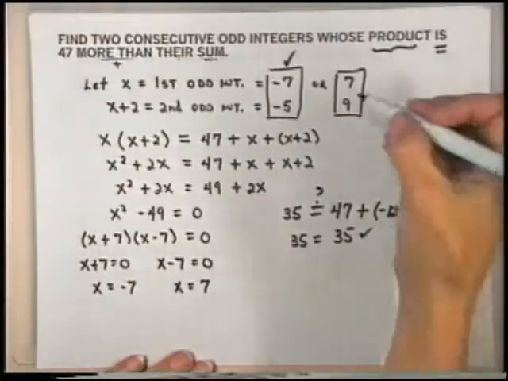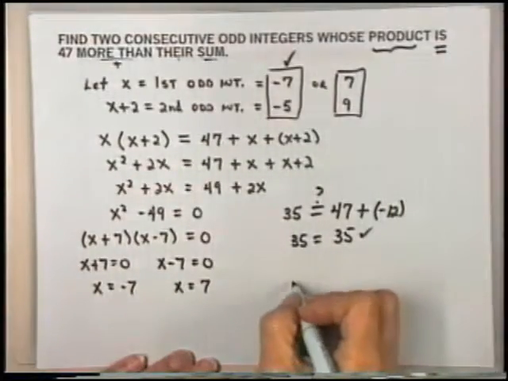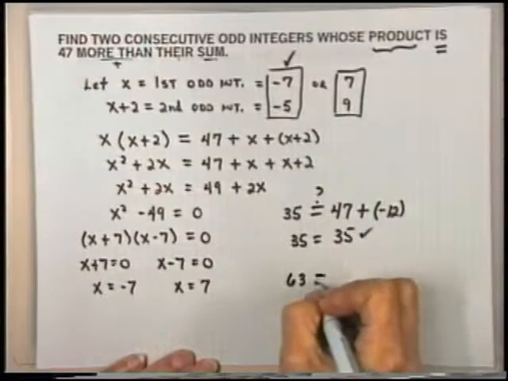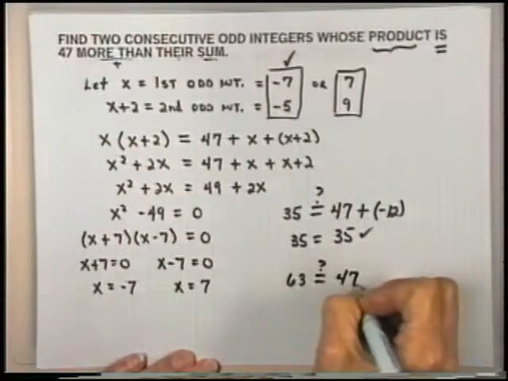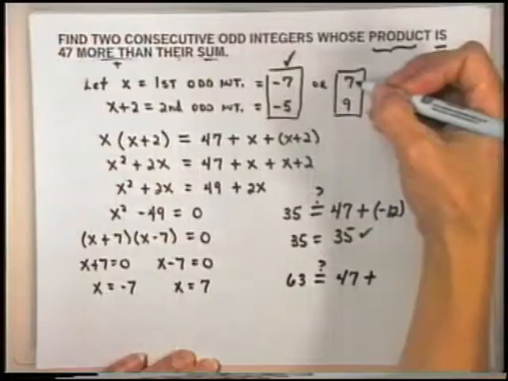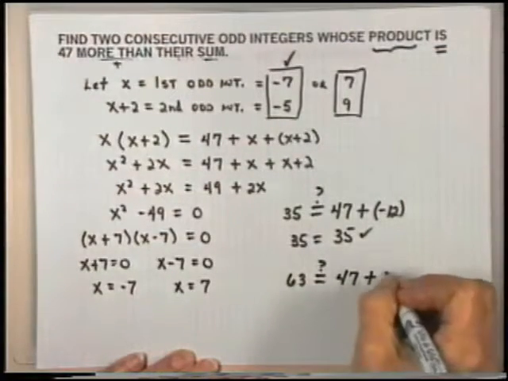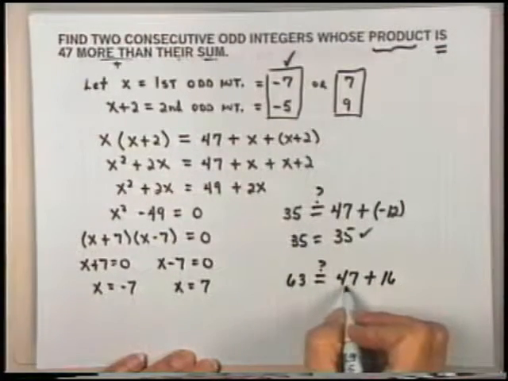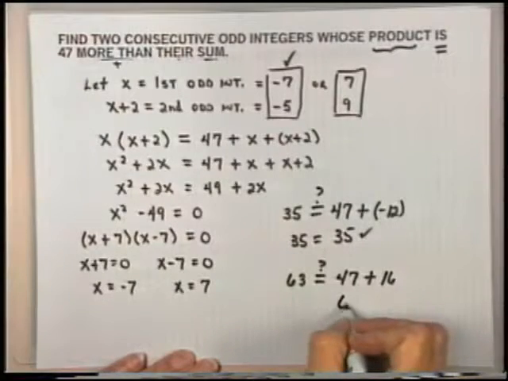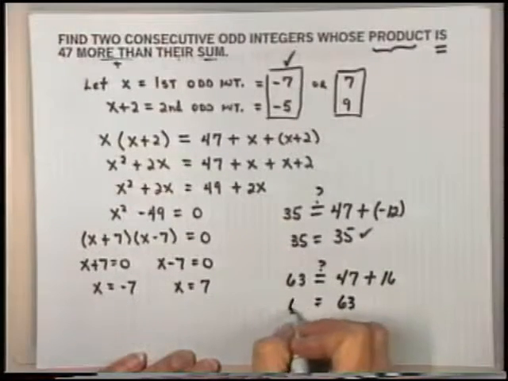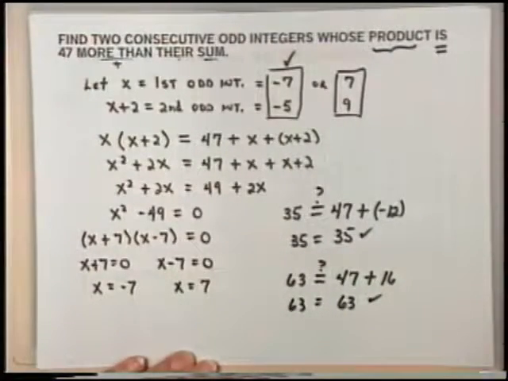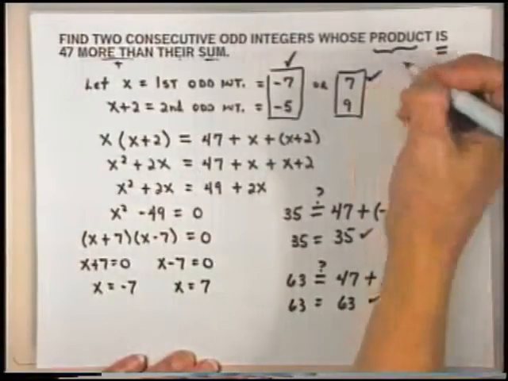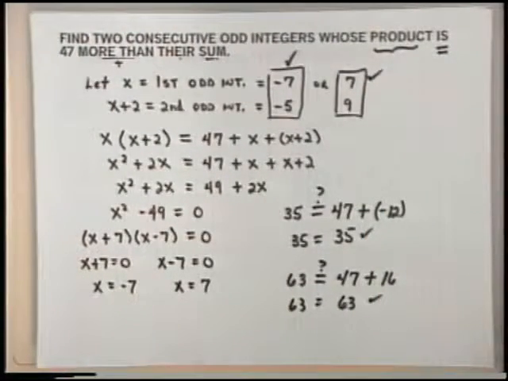Let's check the other pair. The product here, 9 times 7, is 63. Does that equal 47 more than their sum? 9 plus 7 is 16. If we add 47 and 16, we get 63. 63 does equal 63. So this second pair of odd integers is also a solution.